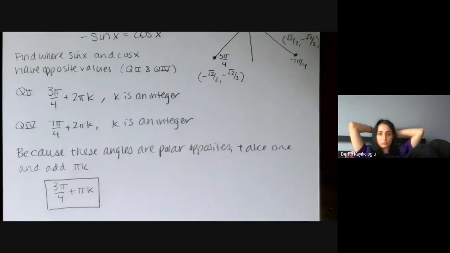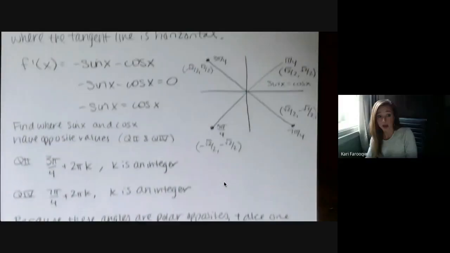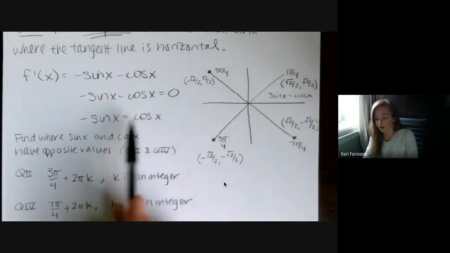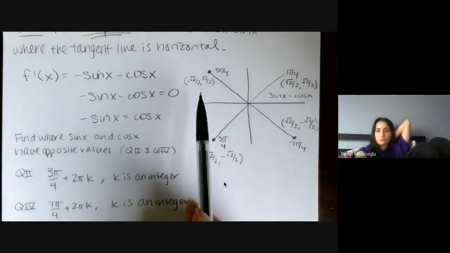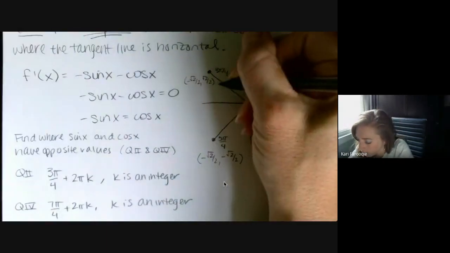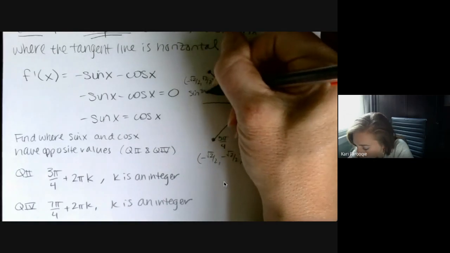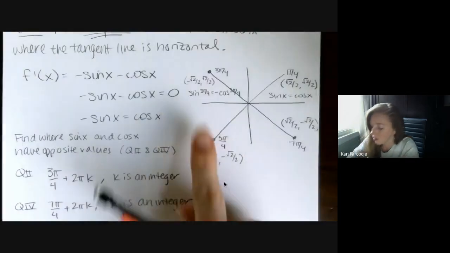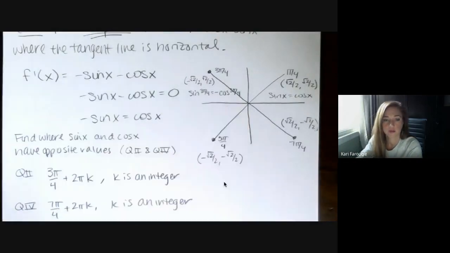So, you said like 3 pi over 4 and 7 pi over 4. Did you get them from the unit circle? Yeah, so those are the places where the sine x and the cosine x had opposite values. So remember, the sine x is always the y coordinate, the cosine x is the x coordinate. So in this case, you would say that the sine of 3 pi over 4 is the opposite of the cosine of 3 pi over 4. They have the same absolute value, but they have different signs.